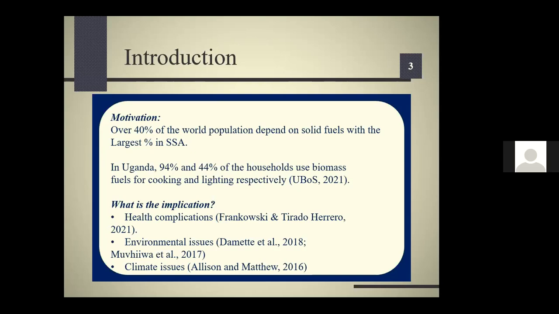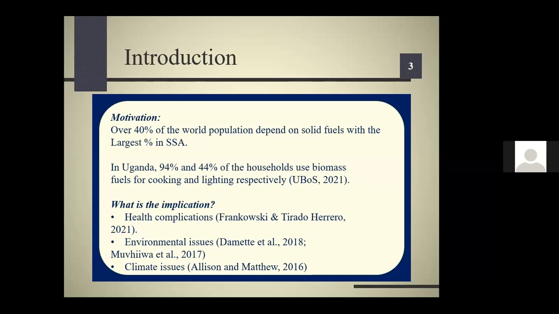The other aspect that is affected when we over-rely on unclean energy sources is climate. We know from literature that the use of these unclean sources releases particulates, and PM 2.5 is dangerous, especially to the ozone layer. Once we damage the ozone layer, the consequence is global warming, and this also has its associated effects.